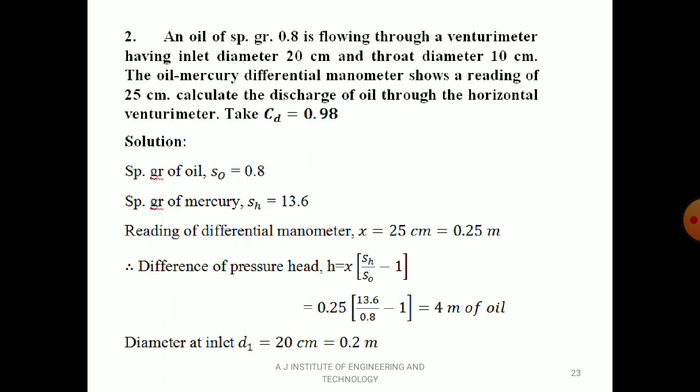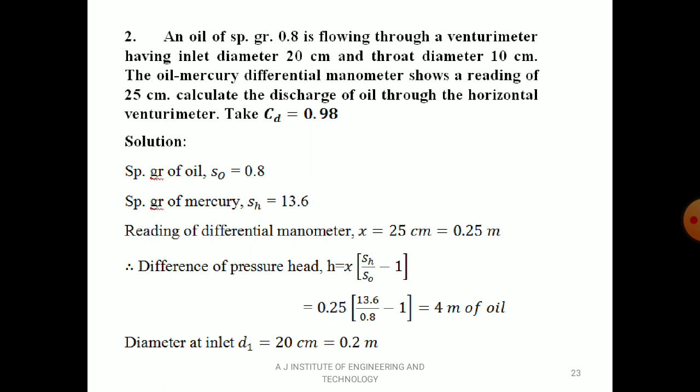Second problem: an oil of specific gravity 0.8 is flowing through a Venturimeter having inlet diameter 20 cm and throat diameter 10 cm. The oil-mercury differential manometer shows a reading of 25 cm. Calculate the discharge of oil through the horizontal Venturimeter. Take CD equal to 0.98.